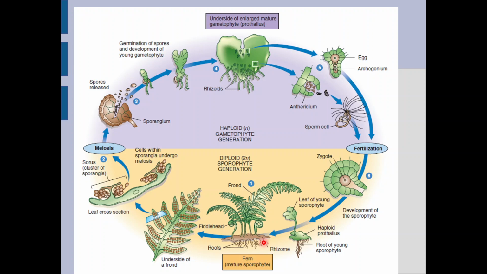At this stage, the sporophyte embryo is attached to and dependent on the gametophyte, and generally only one sporophyte develops from each prothallus. As the embryo matures, the prothallus withers and dies, and the sporophyte becomes free-living. So this is the prothallus, and then the young sporophyte develops from it, and it also has a leaf and roots.